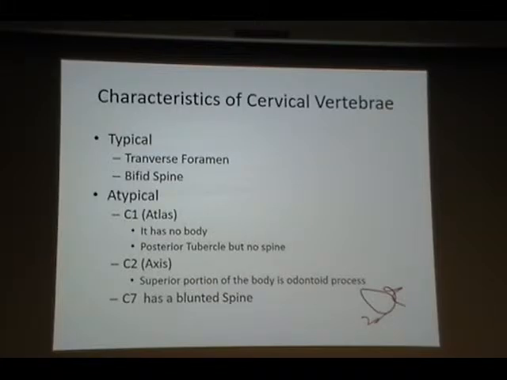Okay, and then C7 has a transverse foramen, but its spine is very long and it is blunted at the end. And I think I've told you this before, we're talking about the vertebral column. If you feel in the back of your neck, you can feel this tuberosity of C7 projecting off the back of your neck. That's the transition between the cervical vertebrae and the thoracic vertebrae. So everything from there up is cervical, everything from there down is thoracic.